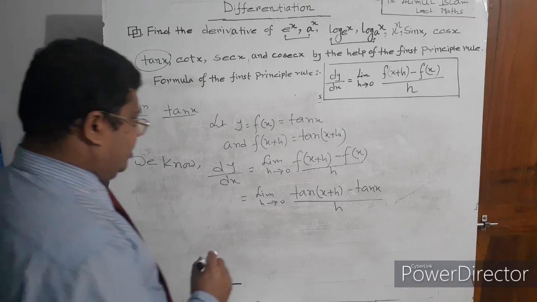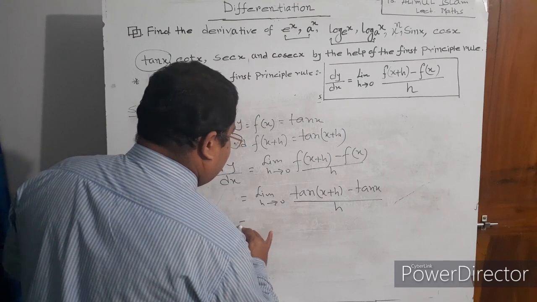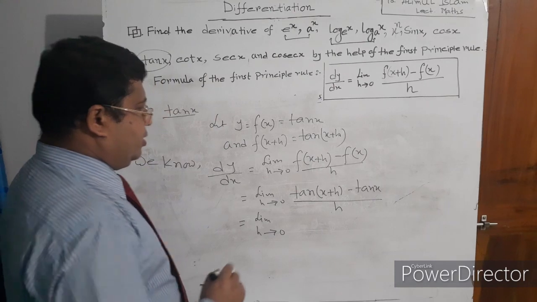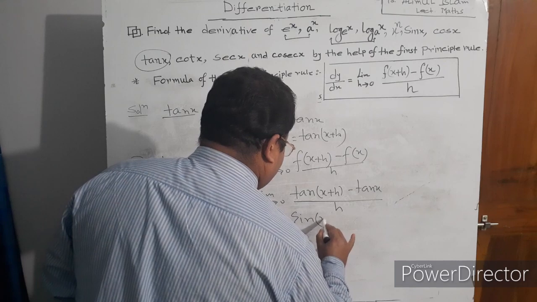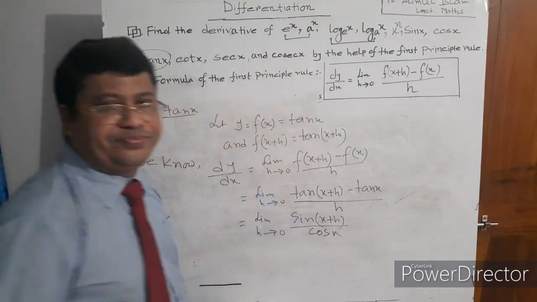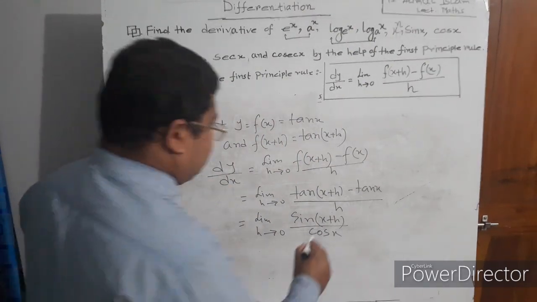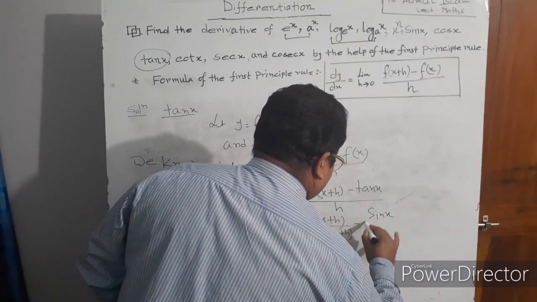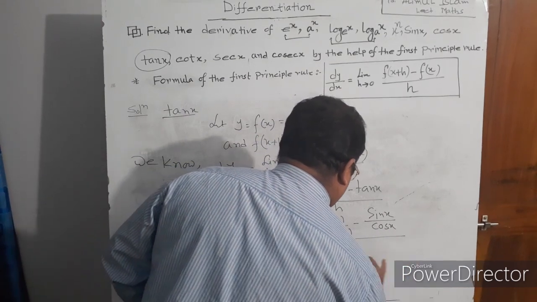Again you write limit h tends to 0, sin(x plus h) by cos(x plus h) minus sin x by cos x, divided by h.